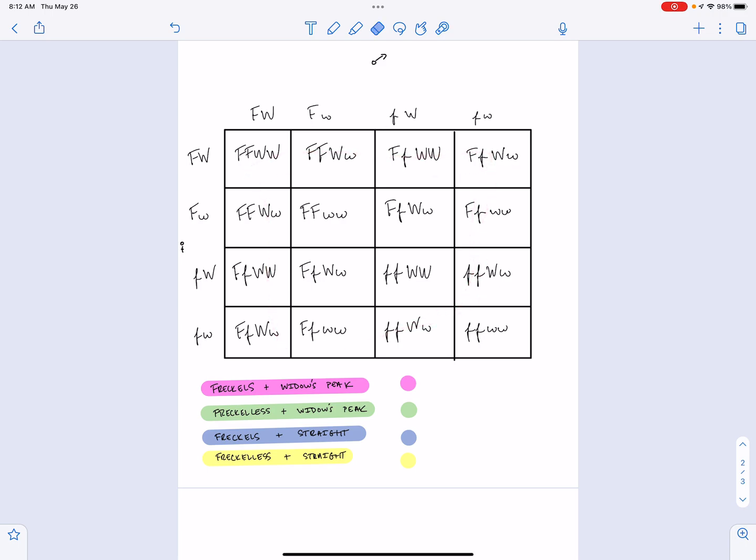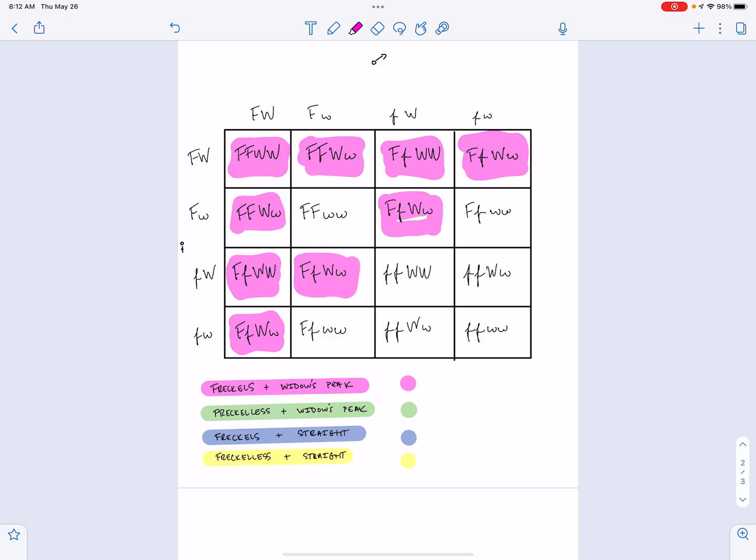So then we can go through and look at all of the different genotypes and tag them with their different phenotypes. So this individual has, I want to do pink here, freckles and a widow's peak. And so does this individual, and this one, and this one, and also this one. So anyone with one copy of a dominant allele in either gene is going to exhibit the dominant phenotype. Okay, I think we've got all of them.